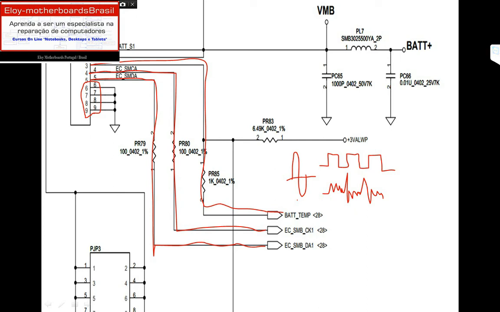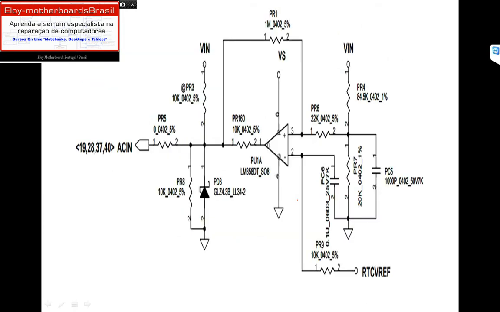If you insert the battery and the computer shows that there is no battery inserted, you need to start looking at this pin 4, pin 5, serial clock and serial data. Because it's these two pins that will inform the computer that the battery is actually inserted.